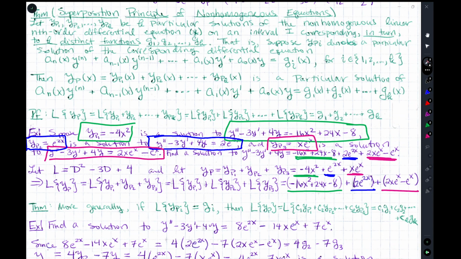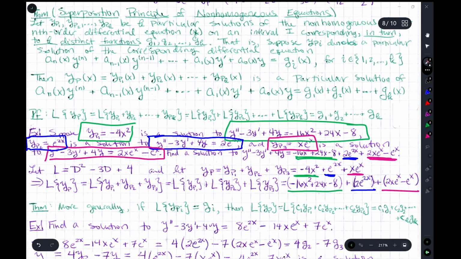That's really nice, because if you take a look at a non-homogeneous equation where you're summing a bunch of simple functions, what the superposition principle allows you to do is break up the problem. You solve several non-homogeneous equations, one for each simple term, and get a particular solution for each. Then you just add up all those particular solutions, and you've got yourself a particular solution to the non-homogeneous equation with all those simple terms summed. That's really nice.